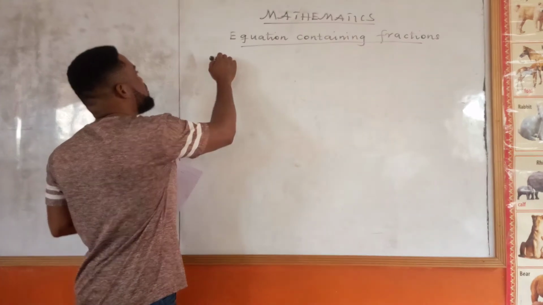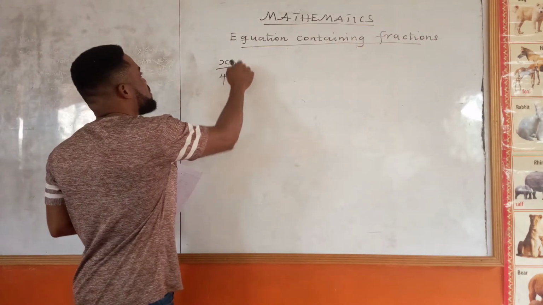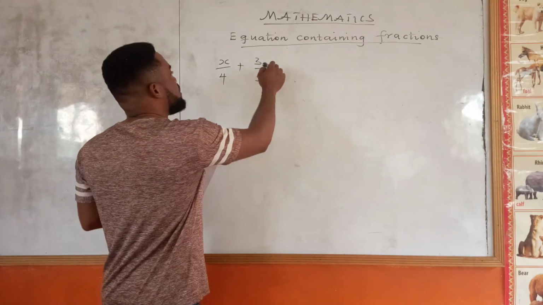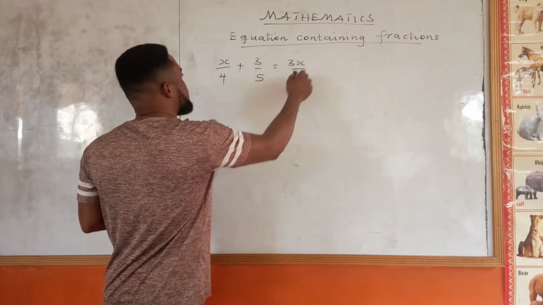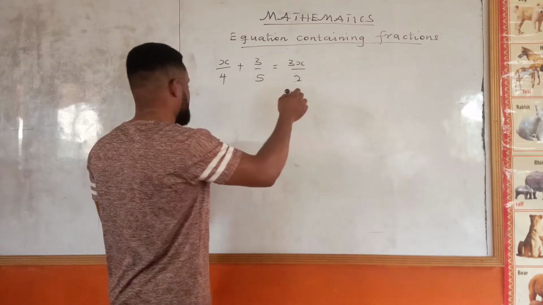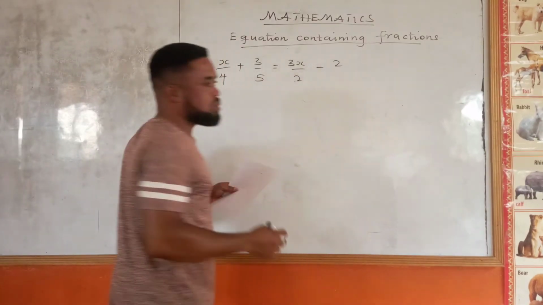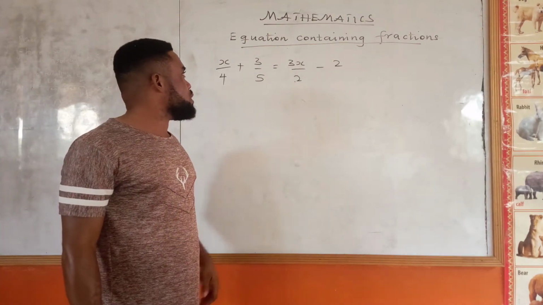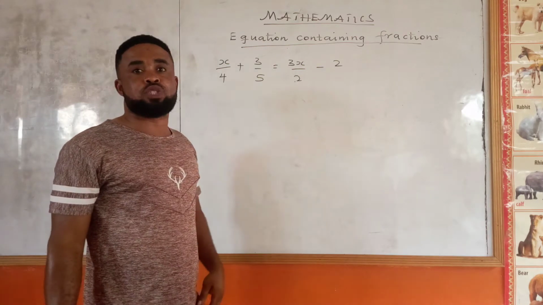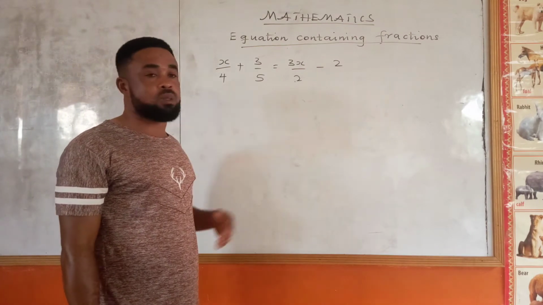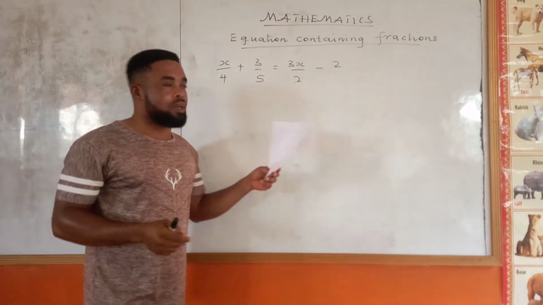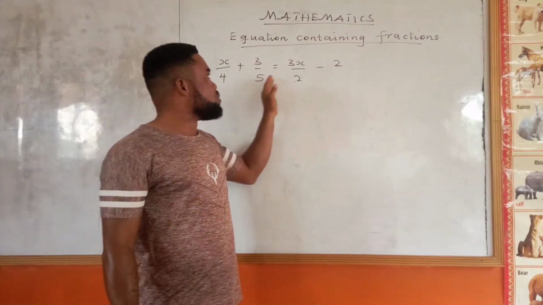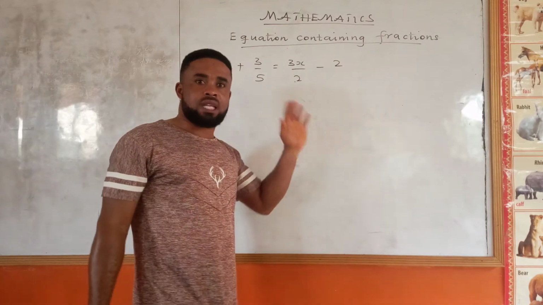If I have x over 4 plus 3 over 5 equal to 3x over 2 minus 2. Now, as usual, the first thing you need to look at is to identify the number of terms you have. Before you can solve the problem, you need to identify the terms in the problem. Now we have 1, 2, 3, 4, meaning we have 4 terms.